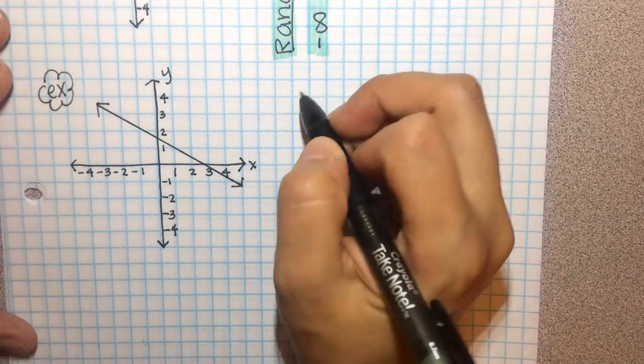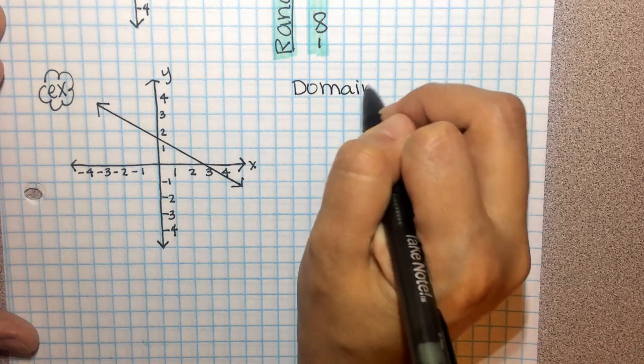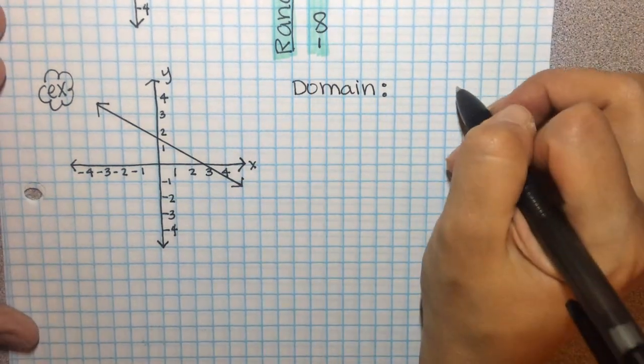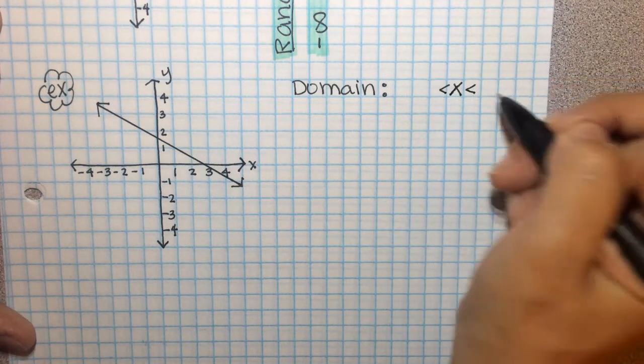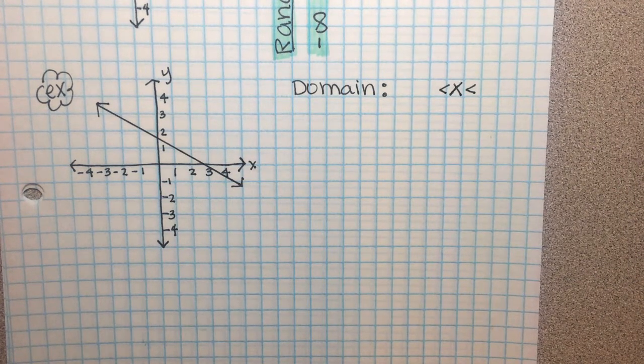All right, starting with domain. If you know nothing else about domain, what do you know? It's my x value, so I'm going to draw x. And then with those symbols, less than, x, less than.